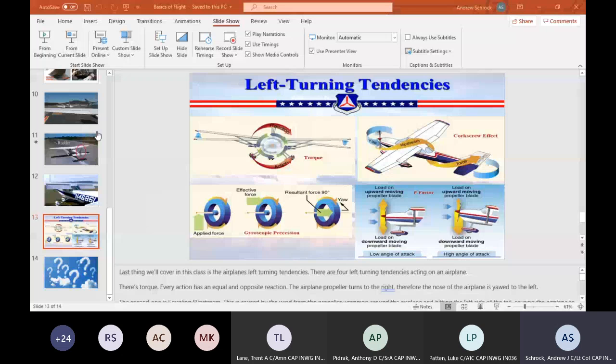Start session. Oh, look at that. The left turning tendency of an airplane caused by P factor is the result. Anybody tell me A, B, or C?